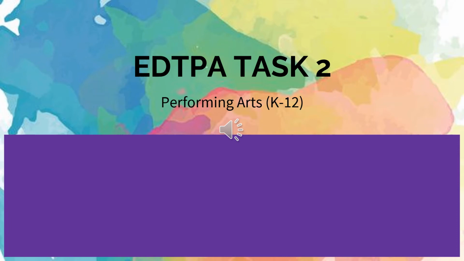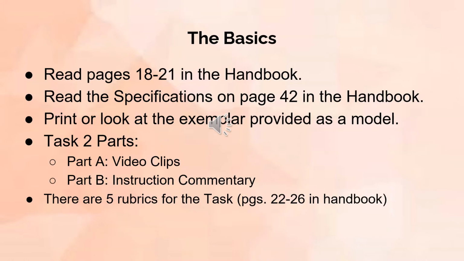This video is to help you with task 2 for the Performing Arts Handbook. So to go over the basics, you want to make sure that you read the task 2 instructions in your handbook. Those will vary from handbook to handbook what pages they're on. You also want to make sure that you read the specifications chart in your handbook for task 2, because this tells you what files you need.